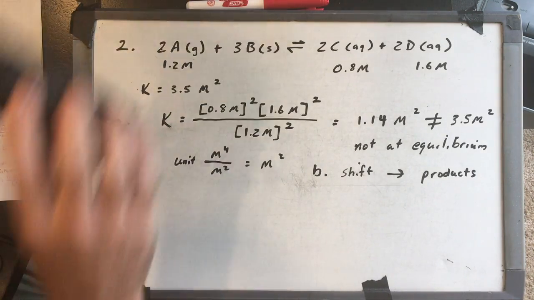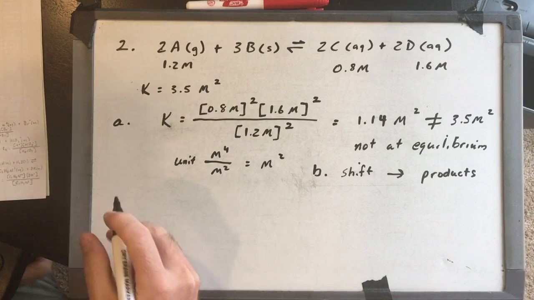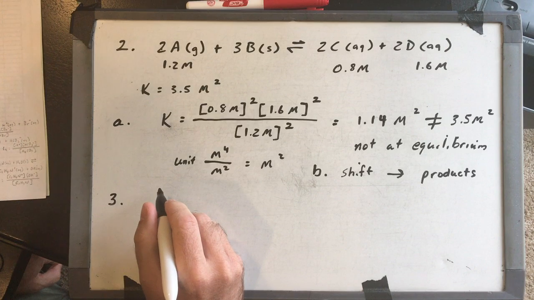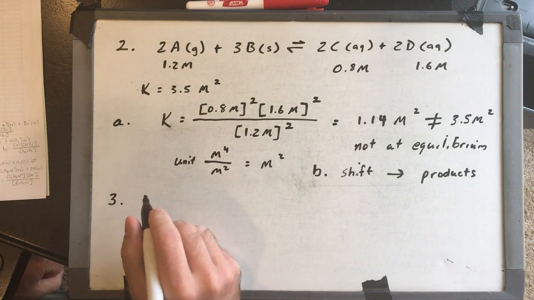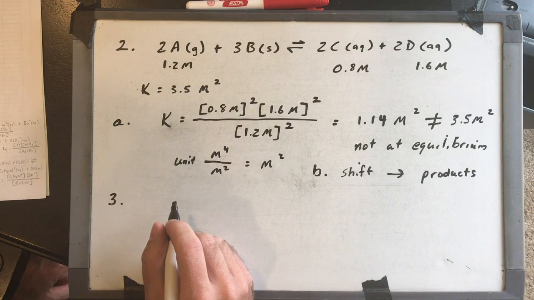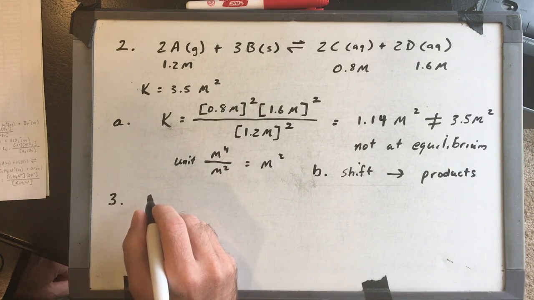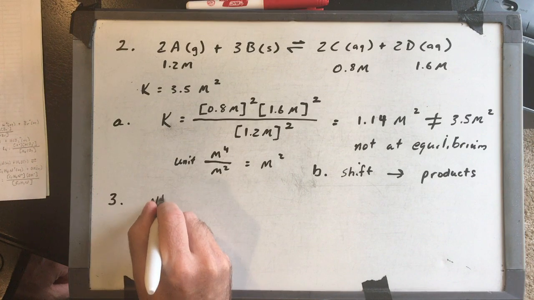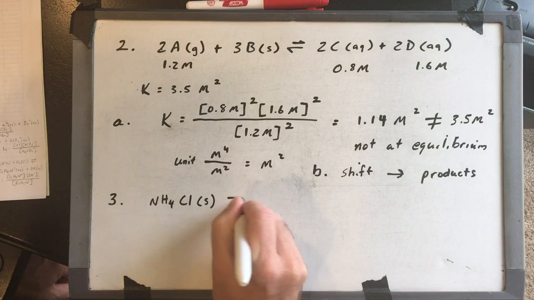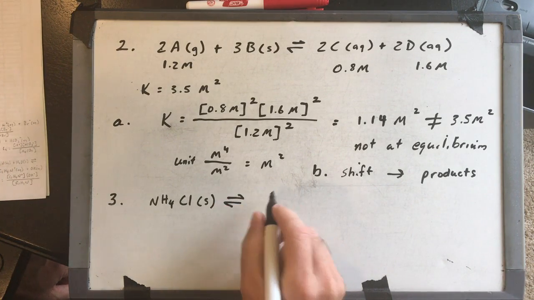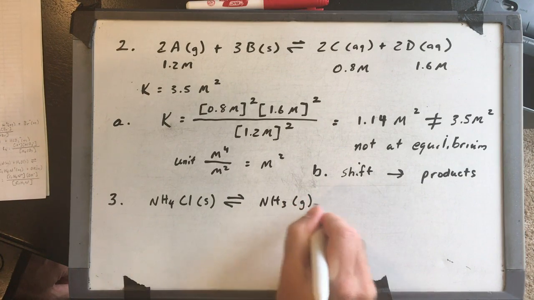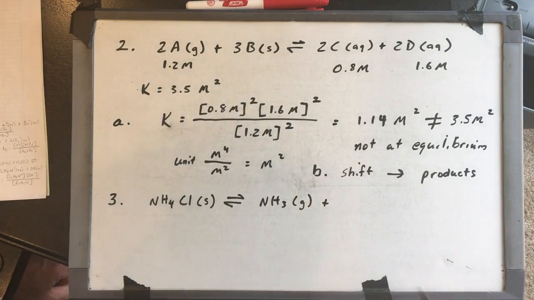All right, so I think I can fit number 3 on this board before I erase. So number 3, we have give the expression for the equilibrium constant, but you don't have any numbers here, any concentration. So we have NH4Cl, which is a solid, and our products are NH3 gas and HCl gas.